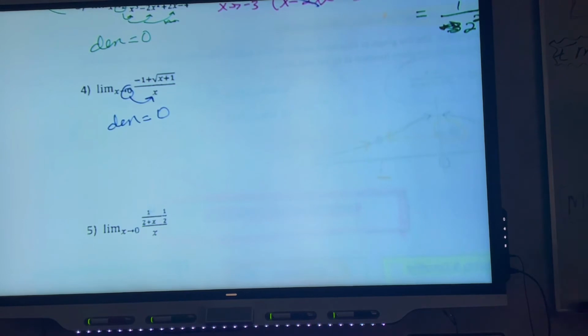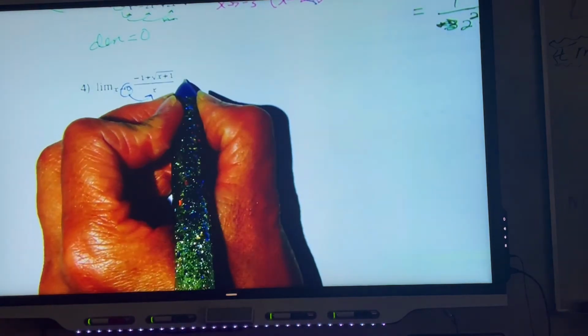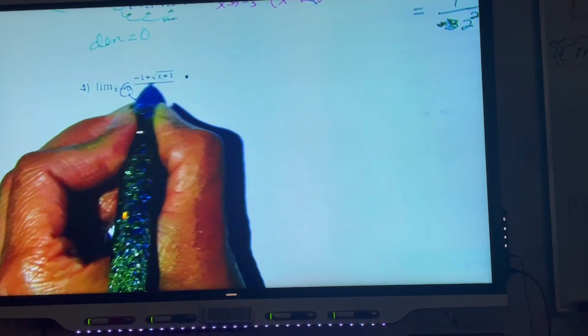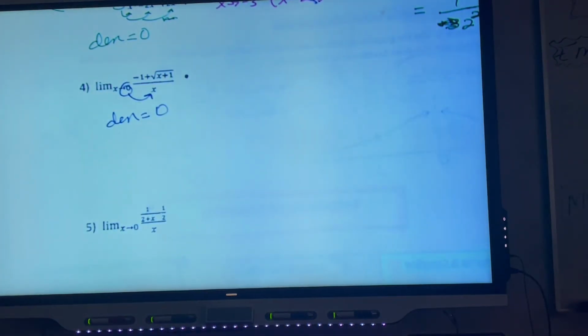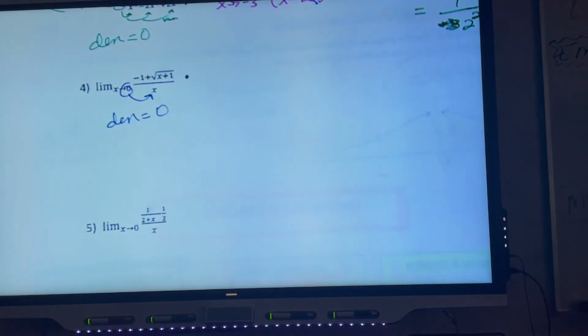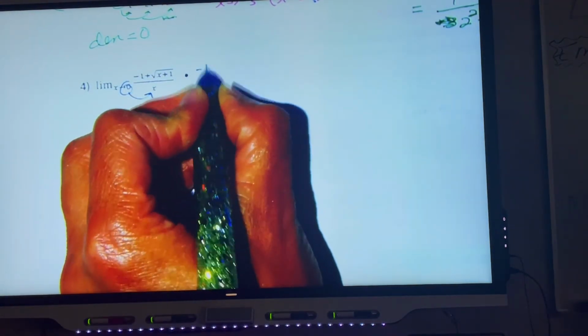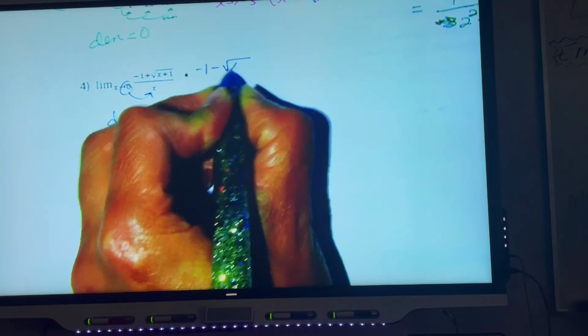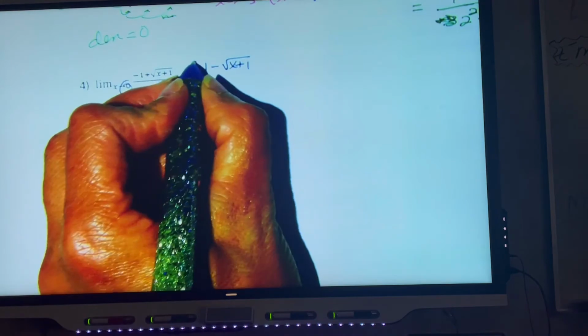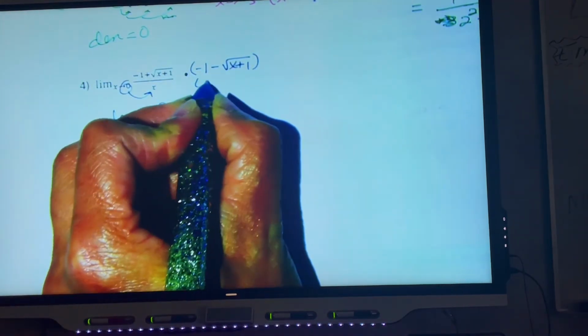So the trick for this, and we've used this trick a couple of times in the last unit and when we were dealing with complex numbers back in Math 2, it's called a conjugate. So I have to multiply by the conjugate, and I'm looking at the numerator because that's where the radical is. The conjugate means it's got the same stuff, but instead of a plus sign in the middle, it's going to have a minus sign in the middle. That would be its conjugate. So -1 minus the square root of x plus 1 is the conjugate of that numerator. But whatever I do to the top, I gotta do to the bottom.